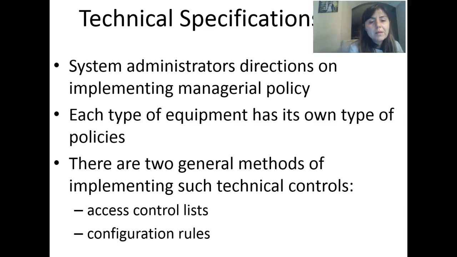Normally, when the managers are defining the managerial specification, they are working with the system administrator in implementing the managerial policy. Each type of equipment normally has its own type of policy. For example, if we want to configure Windows 7 local security policy settings, we can do it in two different ways. One is access control lists, the other is configuration rules.